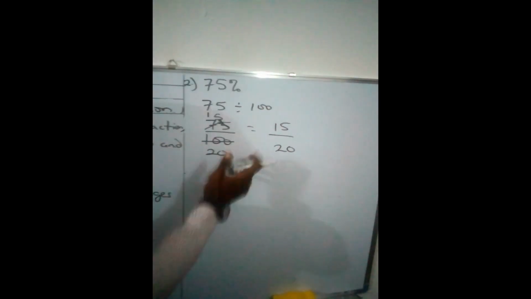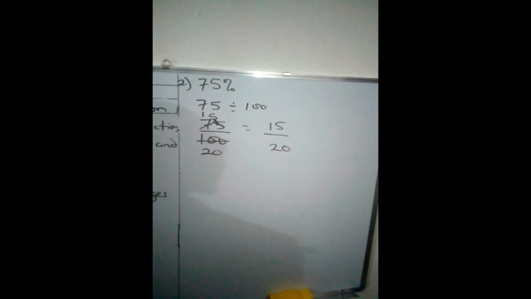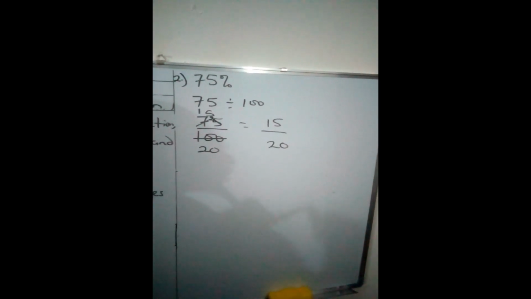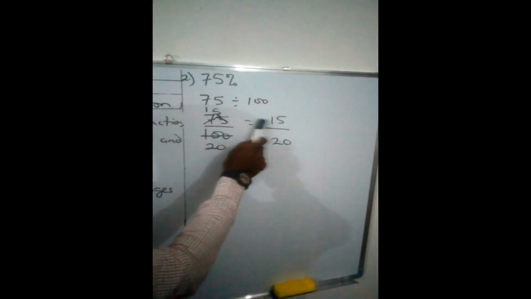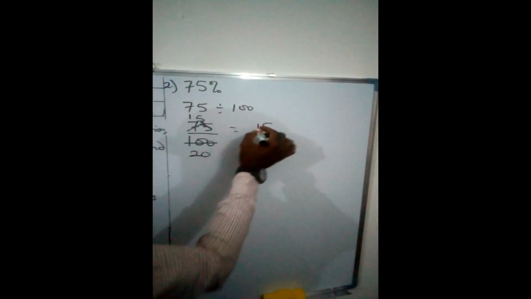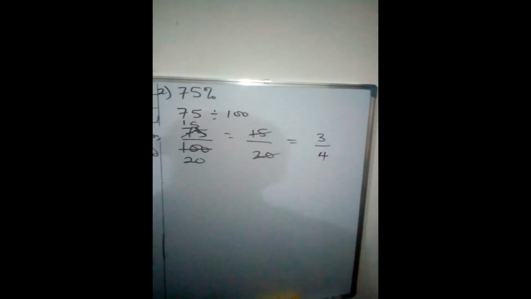You still need to be sure that this is the simplest form before you leave it as your answer. So let's check 15/20. Can something divide through? Yes, 5 can divide through. How do I know? I have told you 5 can divide through any number that ends with either 0 or 5. This ends in 5, this ends in 0, which means 5 can divide through both of them. So 5 in 15 gives you 3, 5 in 20 gives you 4.